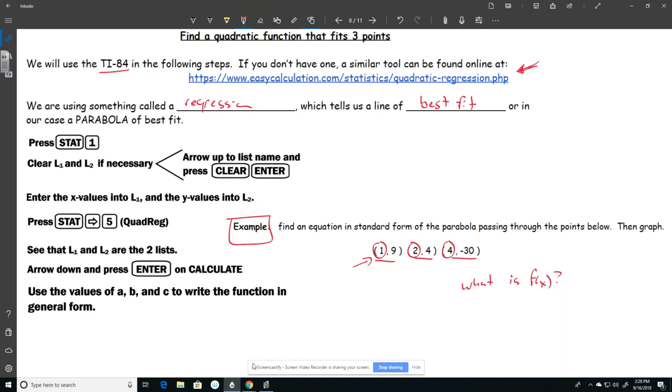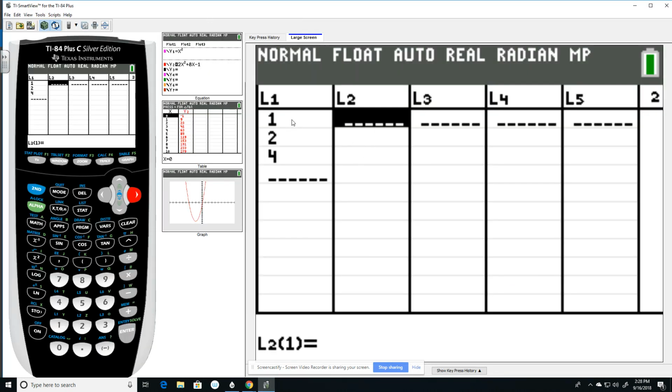The 1 goes with the 9. The 2 goes with the 4. The 4 goes with the -30. I can't just put them wherever I want. The 1 has to go with the same Y value, which was 9. The 2 has to go with the same Y value, which was 4. And then if I plug in 4, the value that goes with that one was -30. And I hit enter. Okay, so list, edit, put your X's here, put your Y's here, make sure they match.